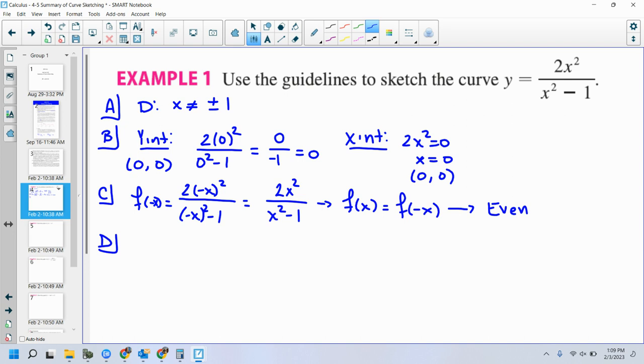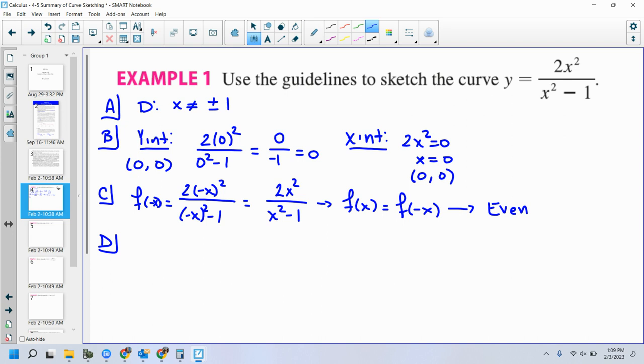Part D here is the asymptotes. Now, are there going to be asymptotes with this type of function? Yeah, because it is a rational function. So we know that there are asymptotes. If it was a polynomial, would there be asymptotes? No. If it was a trigonometric function, are there going to be asymptotes? Depends. Is it tangent? If it's sine or cosine, then the answer is no. But if it's tangent, the answer is yes.